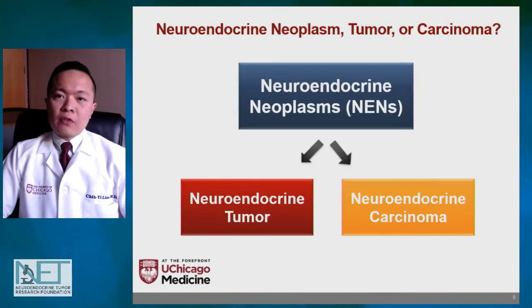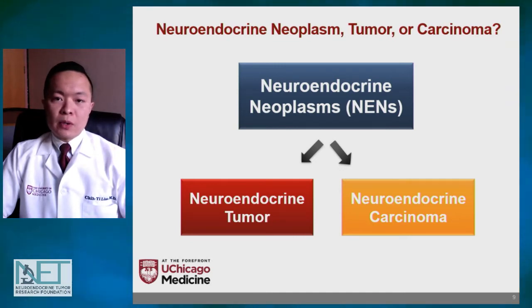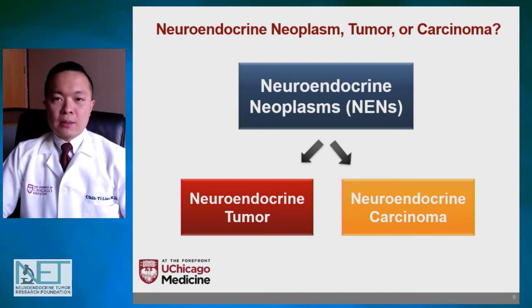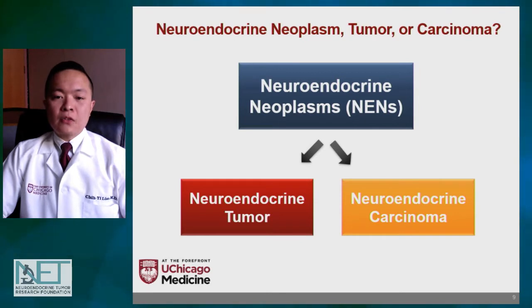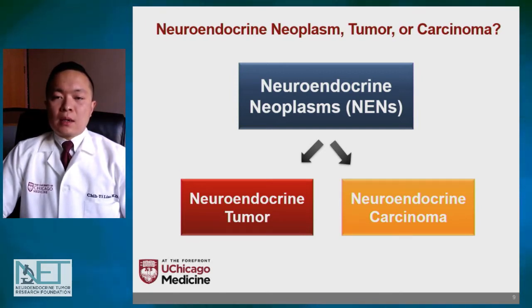I'm sorry for the very confusing terminology that we use to describe neuroendocrine tumors. You may have heard us talk about them as neuroendocrine neoplasms, neuroendocrine tumors, and neuroendocrine carcinomas. What's the difference between these three terms? In the context of neuroendocrine tumors, we use the term neuroendocrine neoplasms, or NENs, as a broad umbrella term that includes both neuroendocrine tumors and neuroendocrine carcinomas.